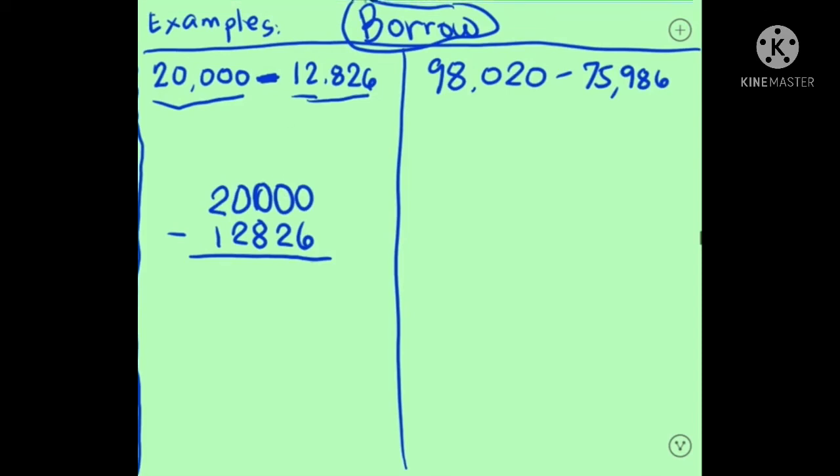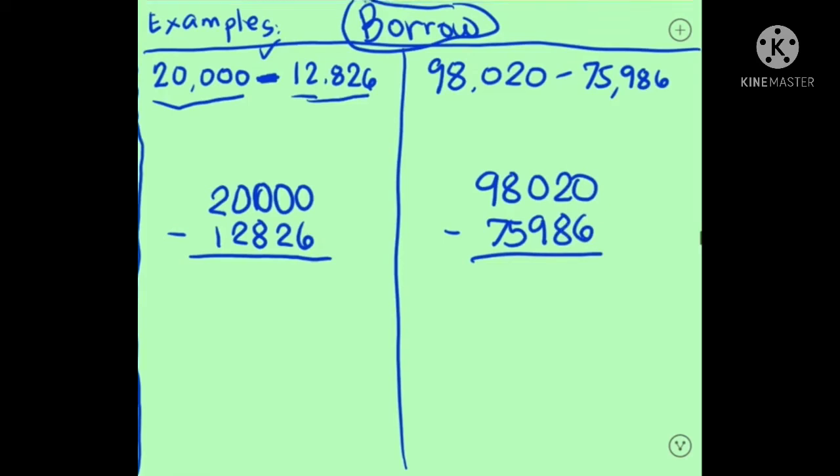Okay, before we proceed to this part, let us first do this. This one is easier to understand, and then I will explain this one again. So I will solve this one first. 98,020 minus 75,986. This is what I'm telling you. 0 minus 6 is cannot. Correct? So I will borrow from here.